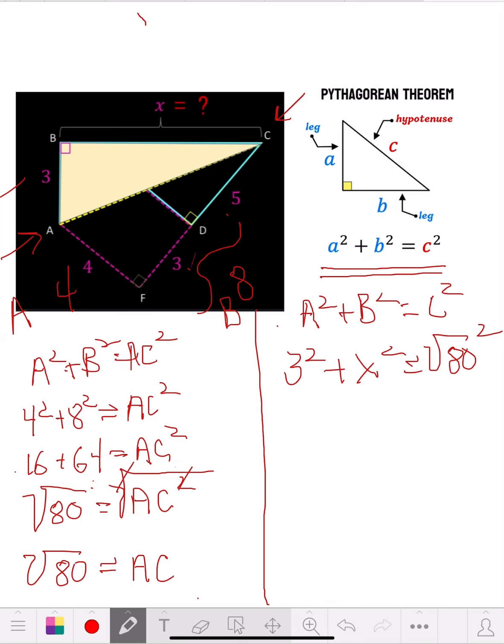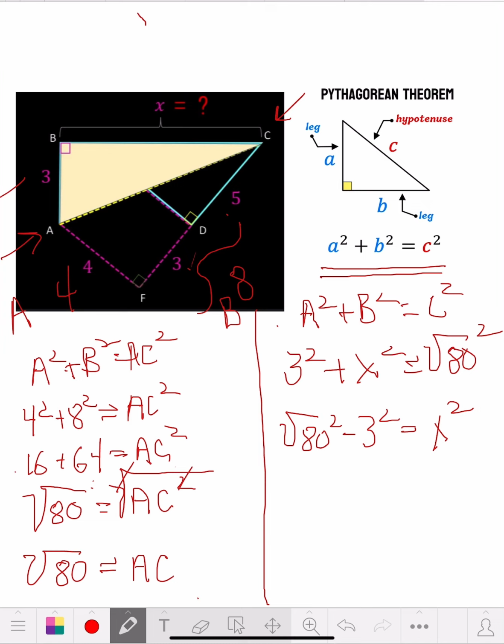Now we got to get the x by itself. So how do we do that? I'm going to subtract 3 squared from both sides. So the square root of 80 squared minus 3 squared equals x squared. Perfect. So now I want to get the x by itself, though.